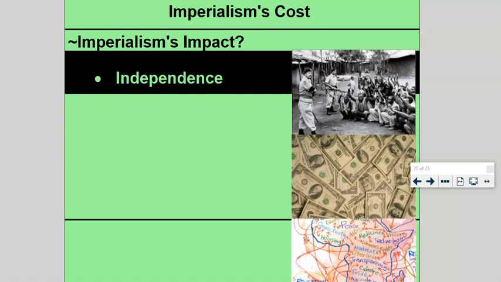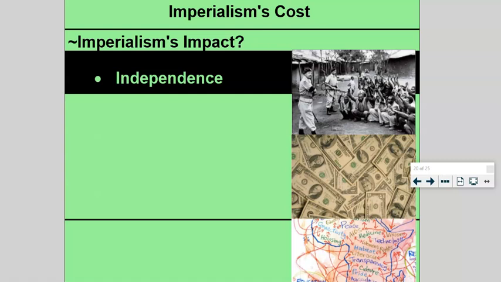Now, African imperialism is really going to have a terribly negative impact on the continent. Most of Africa's modern problems can be traced back to imperialism. But when did it start to end? The independence movement really began after World War II. That's when we saw large-scale independence sweeping across the continent of Africa.